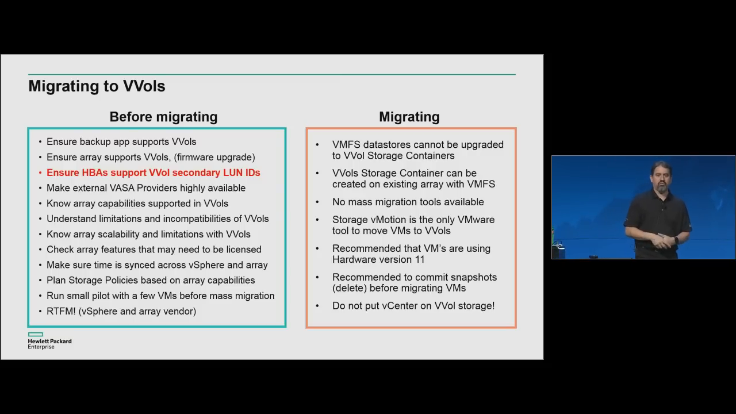So we can have those running on the same array together. But storage vMotion is really the only way of getting from VMFS to VVols and back. So you have to either plan out putting new VMs into storage containers or plan out your storage vMotion migrations to get the VMs over there. It's recommended that VMs are using the latest hardware version 11, and it's recommended to delete any snapshots that are on the VM side before you move it.